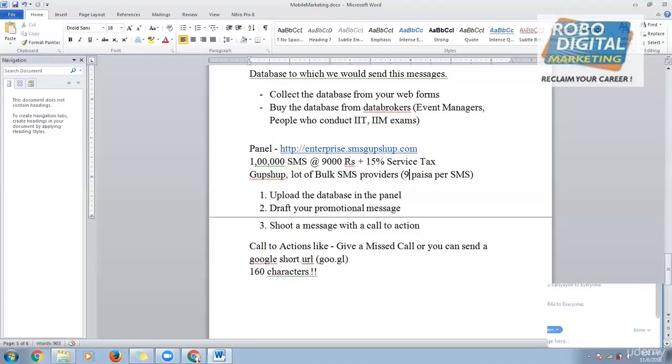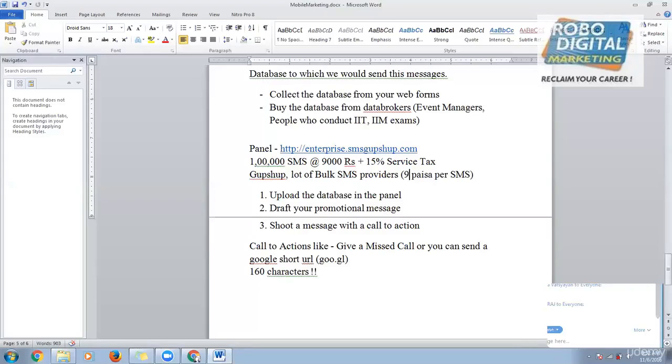Okay, I prefer SMS Gupshup. The process is a bit tedious with them. Okay, you have to upload your documents and all, so that takes time, about 1 week, but they provide you 100% SMS panels. Now let's come to how to shoot it.